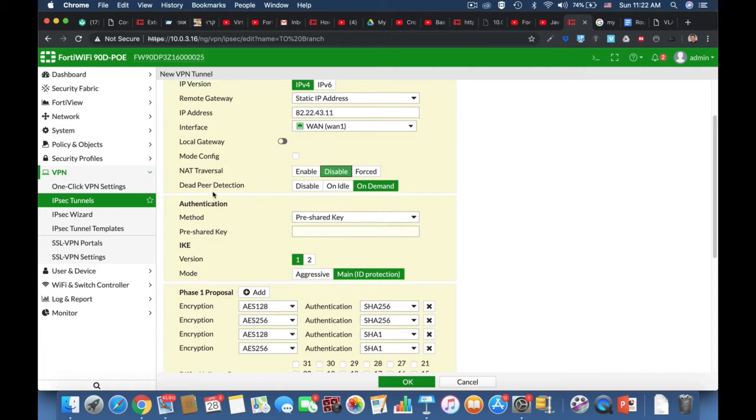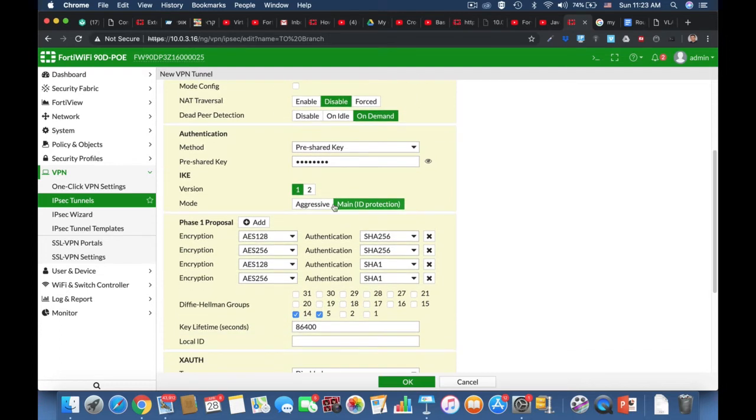Now we can use dead peer detection that will check for any issues in our tunnel. Let's use a pre-shared key for the authentication between the two peers. Let's use 1, 2, 3, 4, 5, 6, 7, 8. That will be the password that we will use.